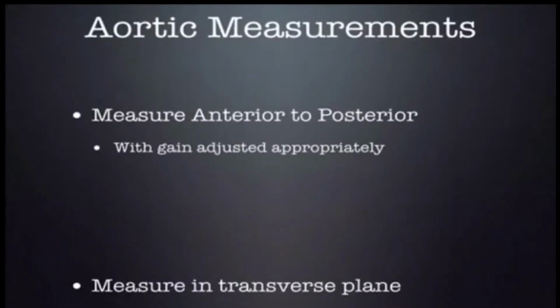So how are we going to measure? We're going to measure in the anterior to posterior direction, not side to side, and I'll explain that in a moment. And it's important to make sure that you have the gain adjusted properly. If you overgain the image, it's difficult to identify the borders of the aorta. Also, make sure you measure in the transverse plane, not the sagittal plane, also known as the long axis plane. The reason for that is to avoid something called cylinder tangent effect. Again, I'll explain that in a minute.